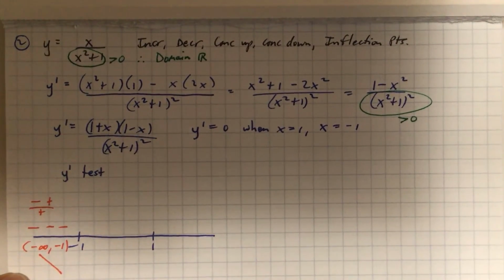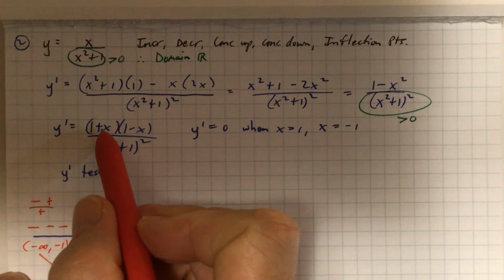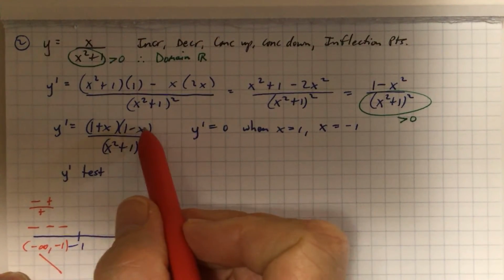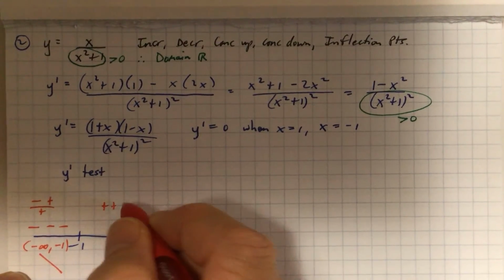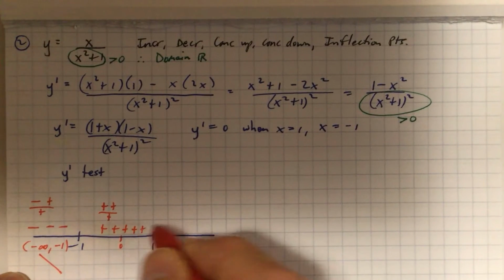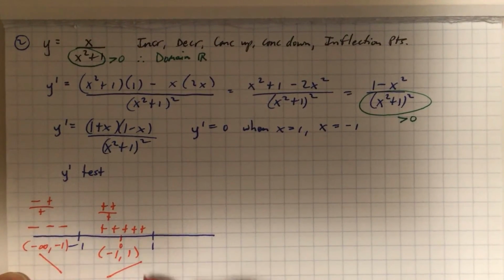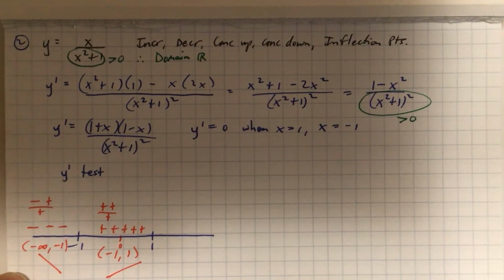All right. And then in between negative 1 and 1, we can take a test value of 0. Put a 0 in there. We get 1 plus 0 times 1 minus 0. Both of the factors in the numerator are positive. Denominator is positive. So we have the interval between negative 1 and 1. The function y is increasing.